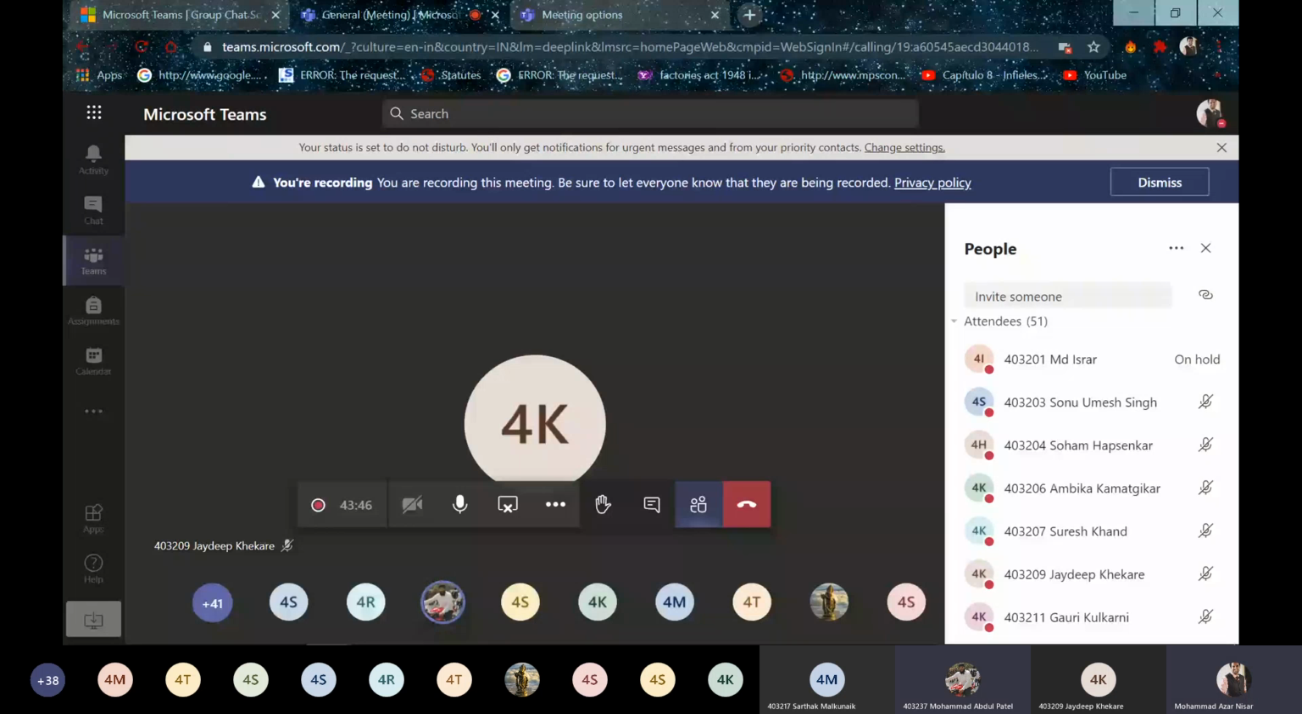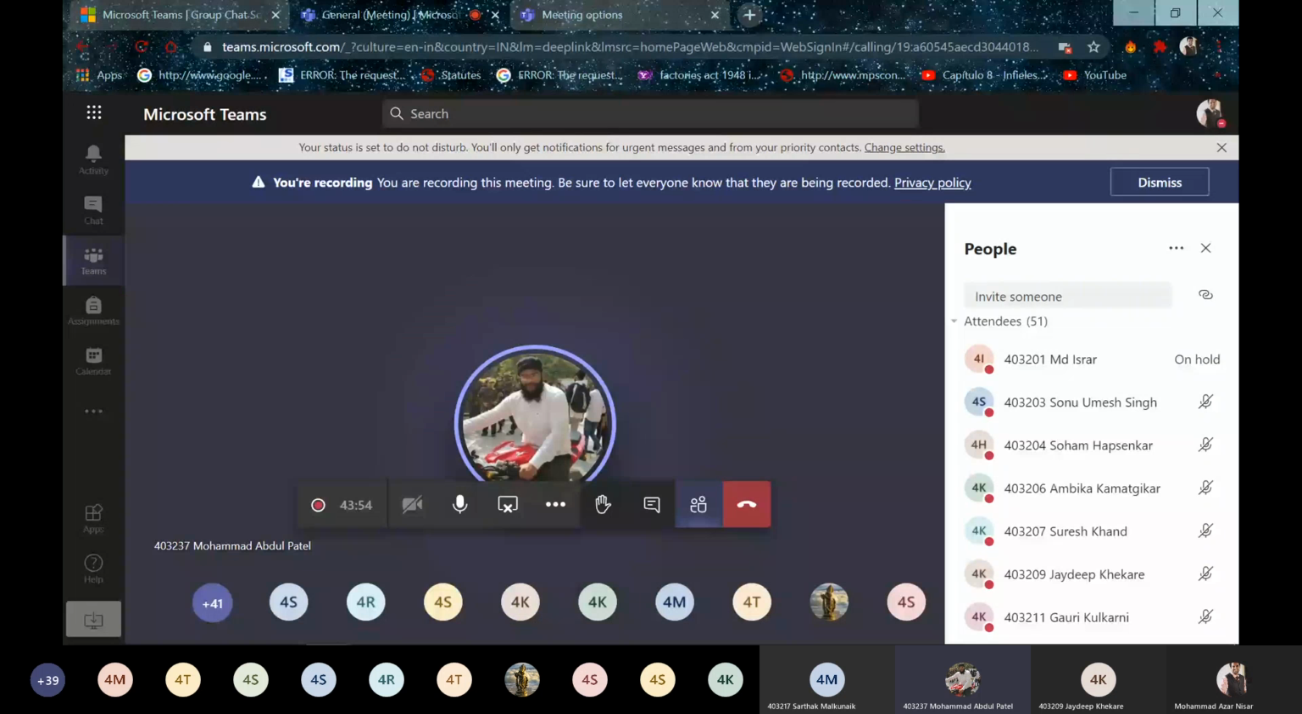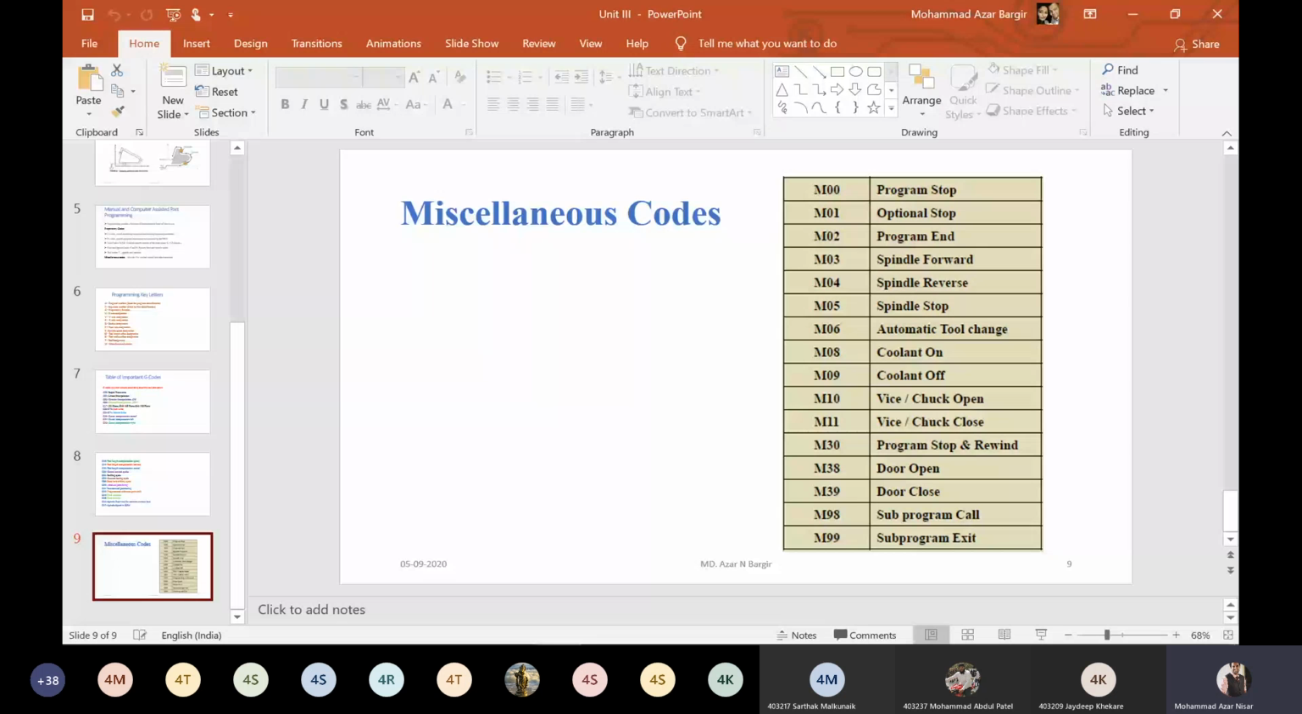Sir, in the examination, do we need to learn or remember all these codes, or do we have any handbook for that? No. You have to remember these codes. You can remember them in bunches. How to remember? I will also tell you how to remember these codes.